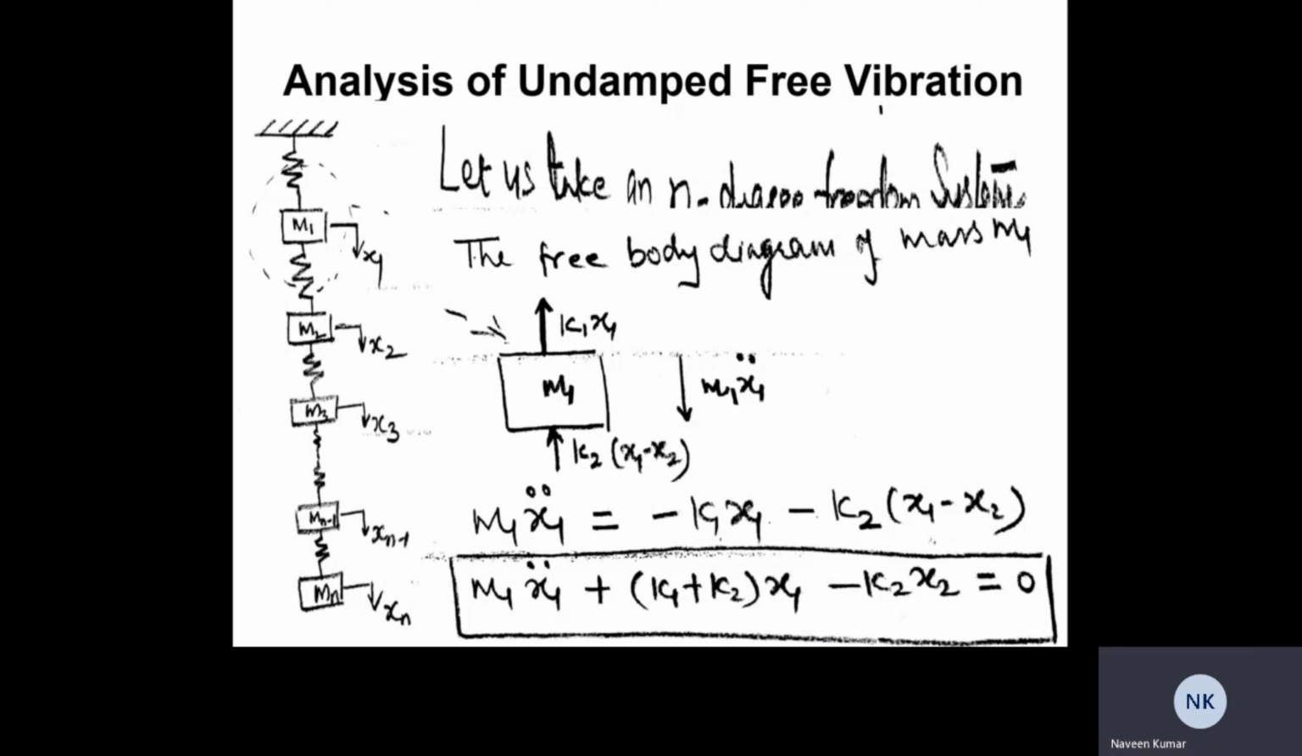So since this spring is compressing, this is going to exert a force upward on this mass. And how much is that force exerted by this spring on this mass? That would be equal to spring constant K2 multiplied by net compression. Net compression of this spring is x1 minus x2. So the force exerted by this spring on this mass upward would be K2 into x1 minus x2.